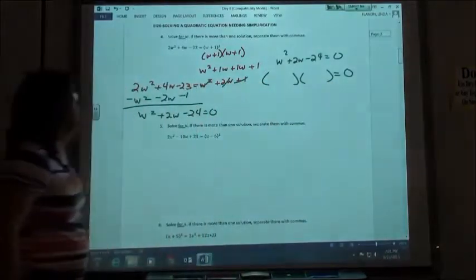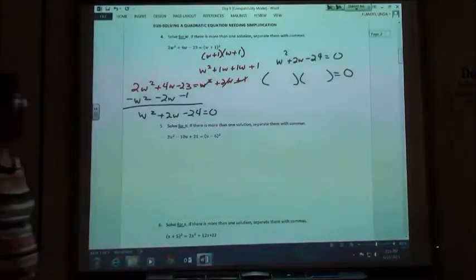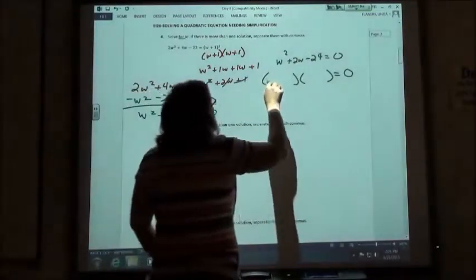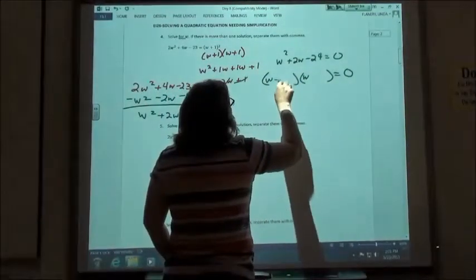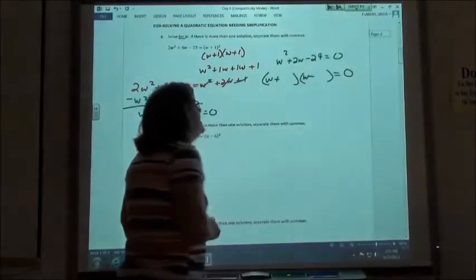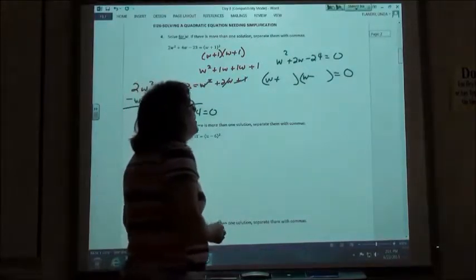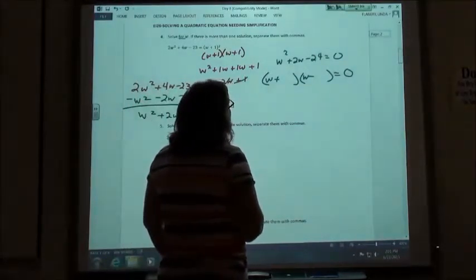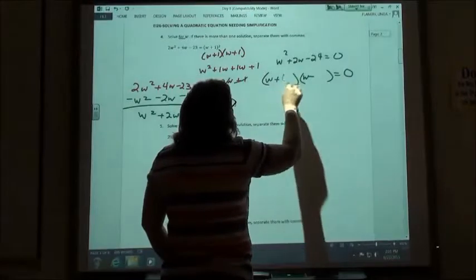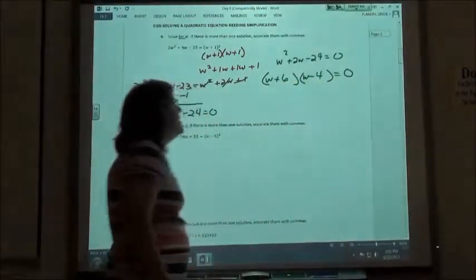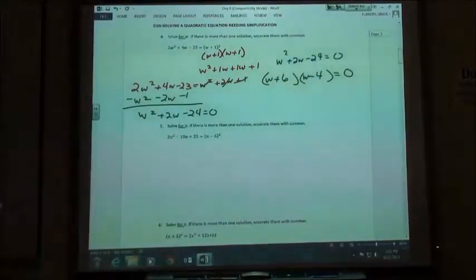These ones should be a little easier to factor since we don't have a coefficient in front of our w squared. W and w, a plus and a minus since our end is negative. Factors of 24 that will give me 2: I'd have to have a plus 6 and a minus 4. 6 minus 4 is 2 in the middle.